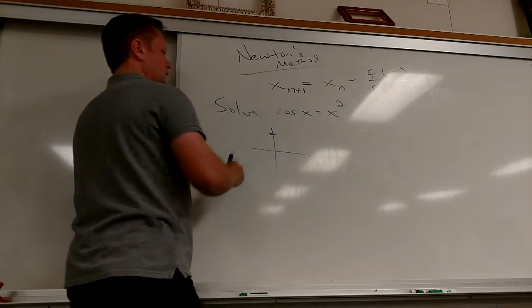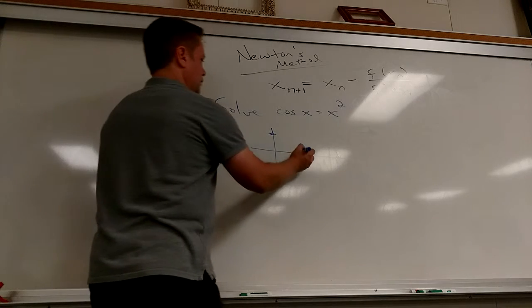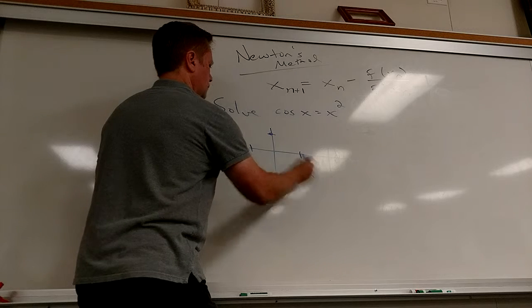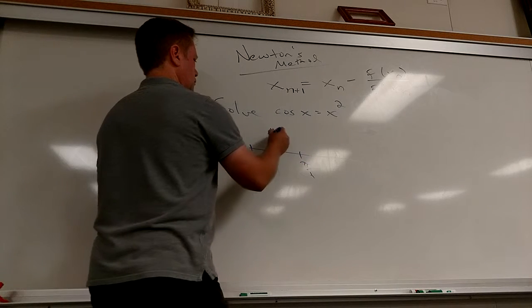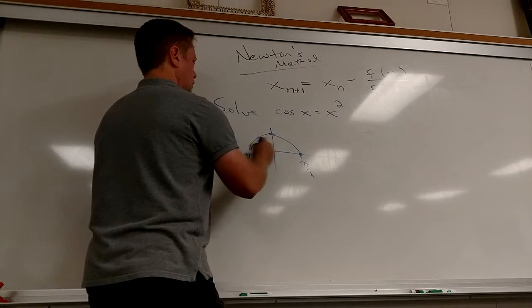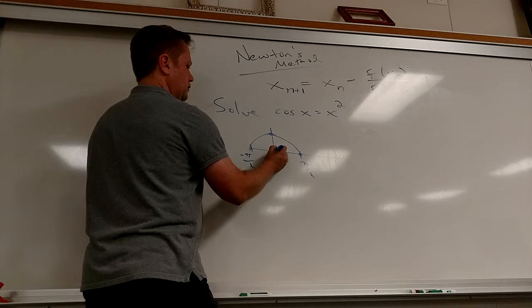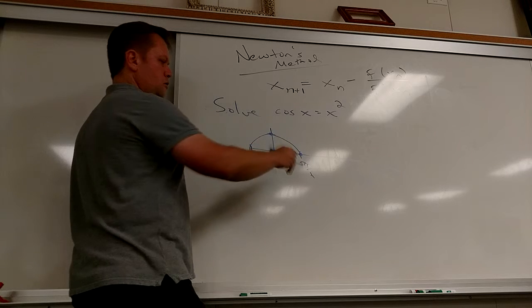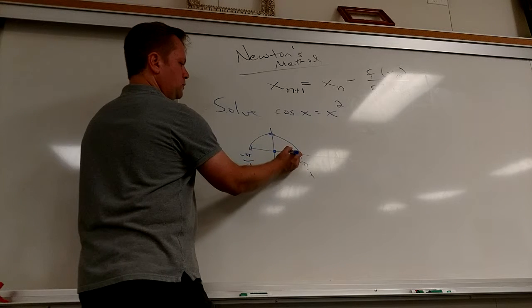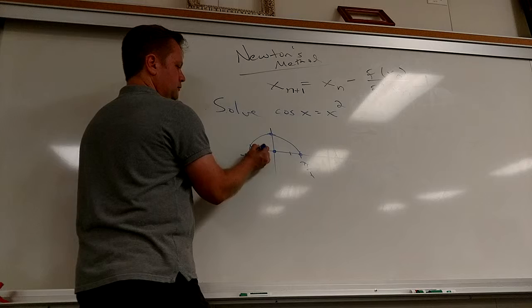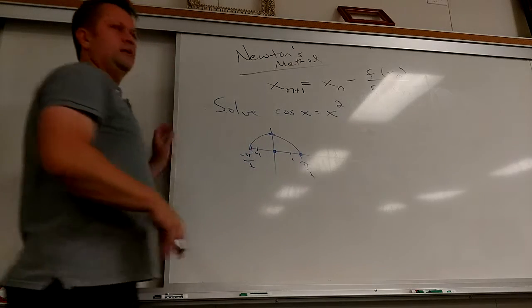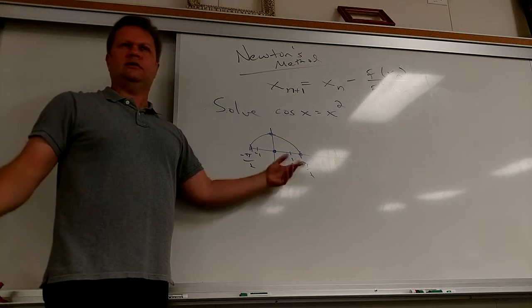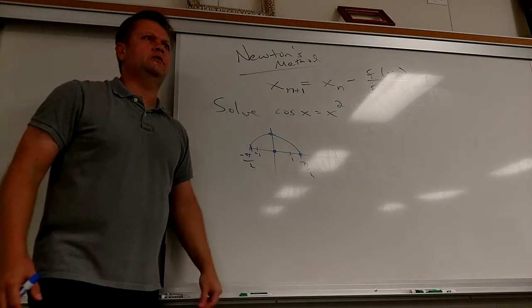So cosine, of course, starts where? 1. I like it. And where does it hit the x-axis? Pi over 2. And of course, my x squared starts at 0, 0. Pi over 2 is 1.57, so 1 would be about right here, maybe, roughly. You guys kind of with me? This is not perfect, but that's beautiful. It's not supposed to be perfect.